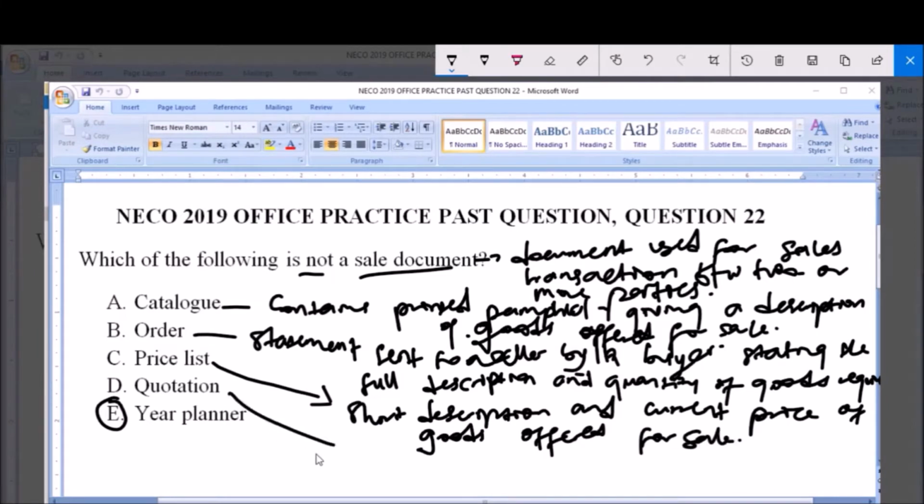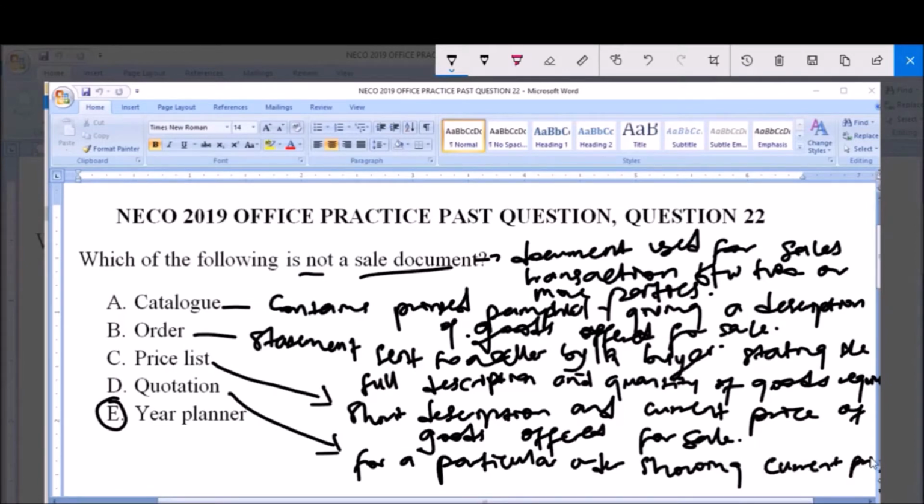Now D here says quotation. Quotation is a document prepared by a seller for a particular order, showing the current price and terms of trade. So therefore quotation is a sale document.